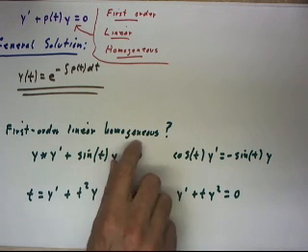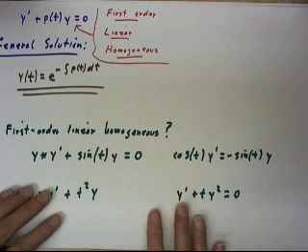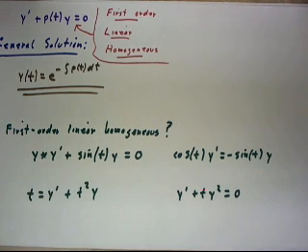Now we ask the question, we've got 4 equations here. Among these equations, which ones are first order, linear, and homogeneous?